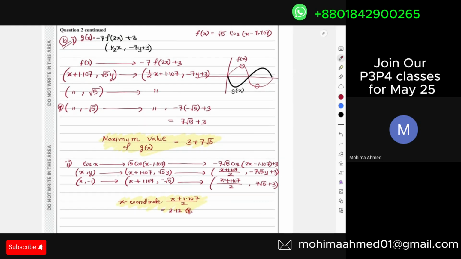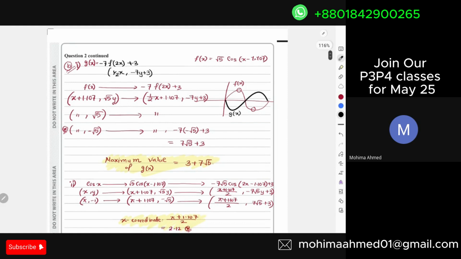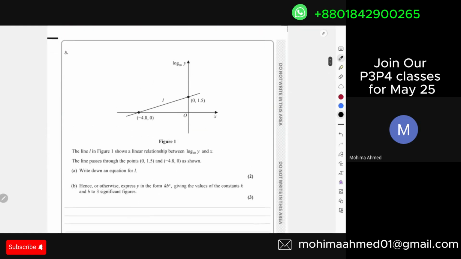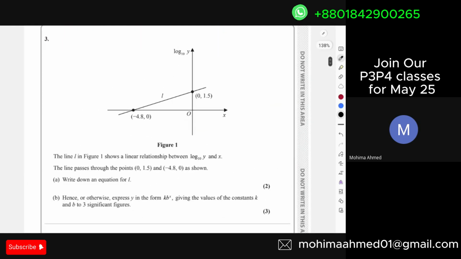Tajdeep, any problem from question 2? No, miss. Okay, then if we move on to your question 3, this is about logs exponential, right?